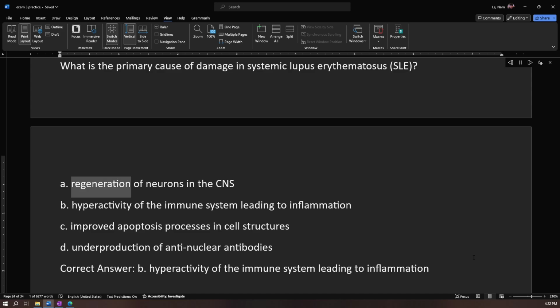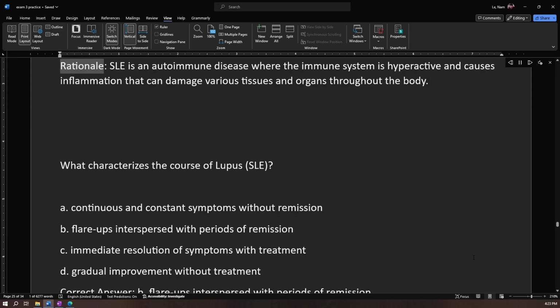A. Regeneration of neurons in the CNS. B. Hyperactivity of the immune system leading to inflammation. C. Improved apoptosis processes in cell structures. D. Underproduction of anti-nuclear antibodies. Correct answer. B. Hyperactivity of the immune system leading to inflammation. Rationale. SLE is an autoimmune disease where the immune system is hyperactive and causes inflammation that can damage various tissues and organs throughout the body.